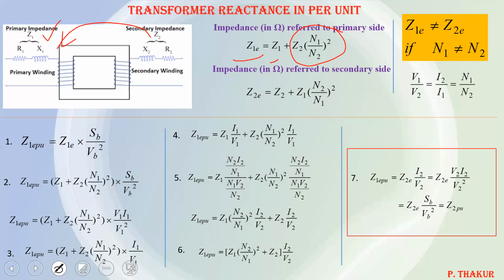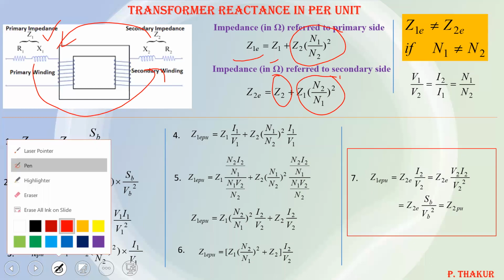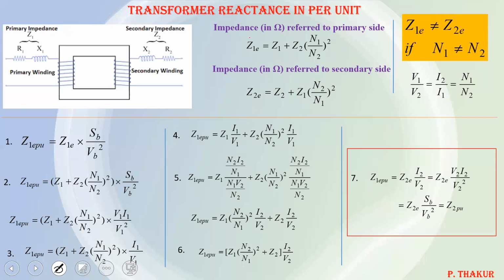And if I ask you to calculate the total impedance of the transformer referred to the secondary, then it will be equal to the secondary impedance plus the primary impedance referred to the secondary. Here N1 and N2 are the number of turns in the primary and secondary winding. So clearly you can see here that Z1E and Z2E are not equal, because the transformer will be either a step up or step down. If N1 and N2 are not equal, then these two values are also not equal.